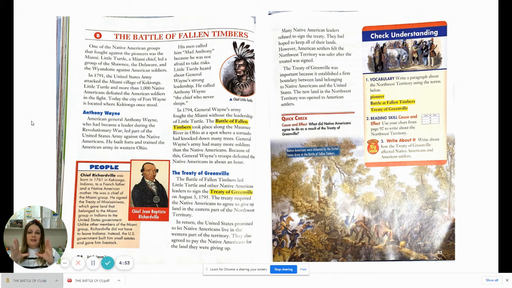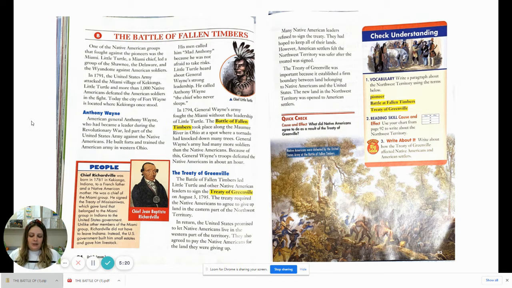So we have the Northwest Territory that you can remember from yesterday. This treaty made them give up the eastern part of that. So not the whole Northwest Territory, but that eastern part there. In return, the United States promised to let Native Americans live in the western part of the territory. They also agreed to pay the Native Americans for the land they were giving up.